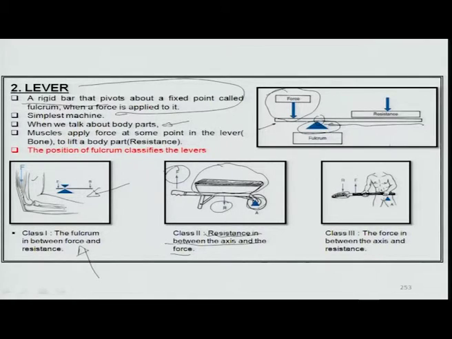Similarly, there is a third category where the force is in between the axis and the resistance. For example, in this case the force that you are providing by this arm is about this fulcrum point, which is being given by this other arm of the body, and it is able to lift the resistance. So the force comes in between the resistance and the fulcrum point. So these are the different orientations in which you can use the limbs so that they can have different principles of lever and leverage action.